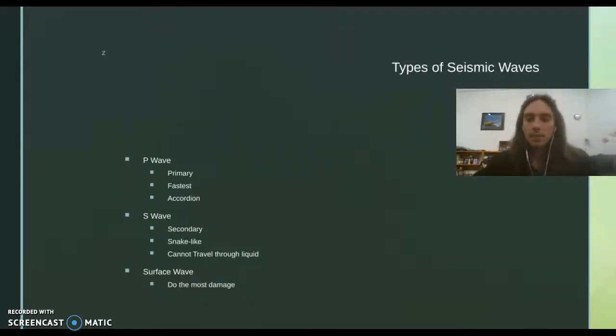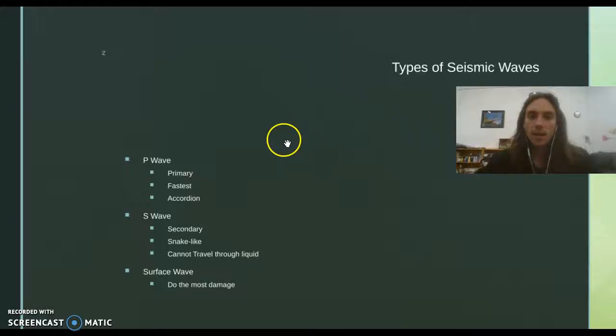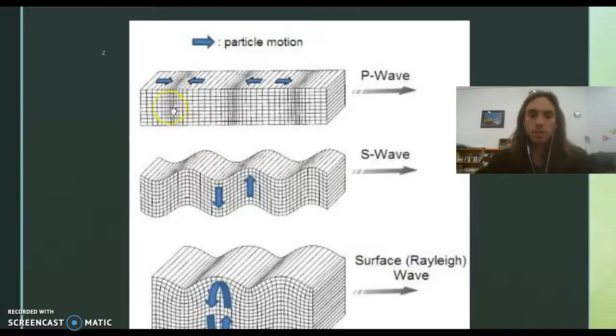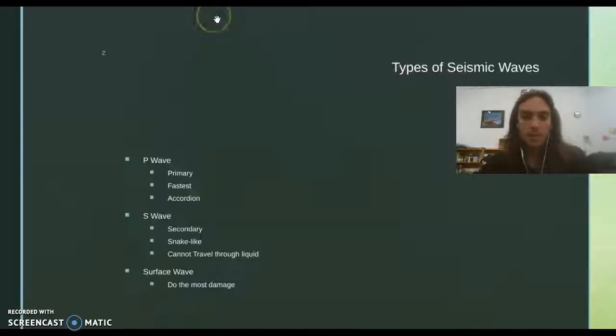All right, so we've got some types of seismic waves. We went over this briefly in a previous lesson, but we'll go a little more in depth into it. So we've got P, or primary waves. Those are the fastest waves, and they have an accordion type of motion. Right here, they're moving in and out like an accordion. You know how it goes like that? That's the energy. The particle motion is going this way, but the energy is going so fast and so powerfully that it's making this type of thing happen on the surface.